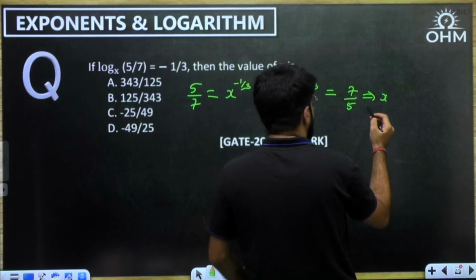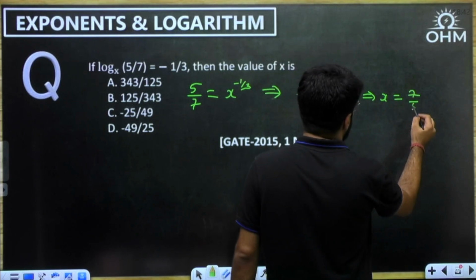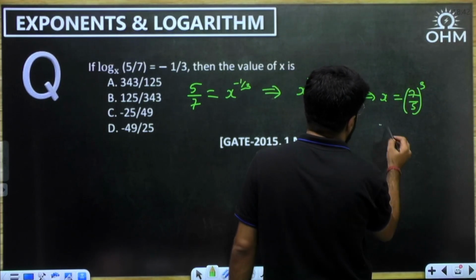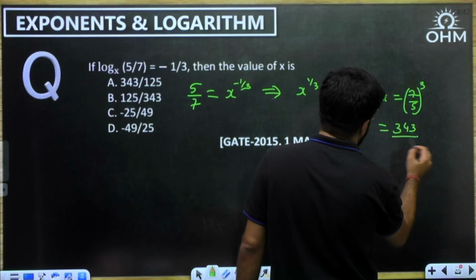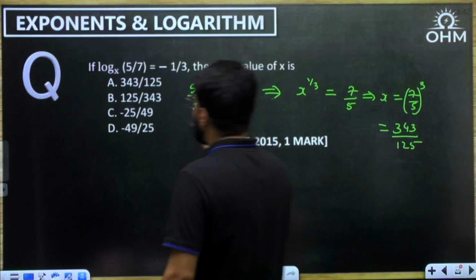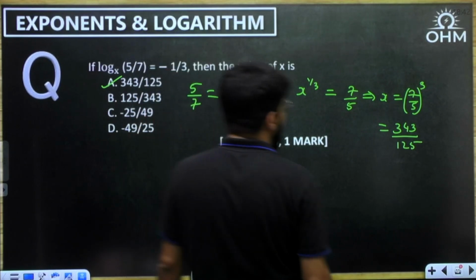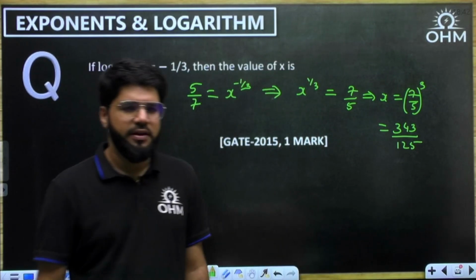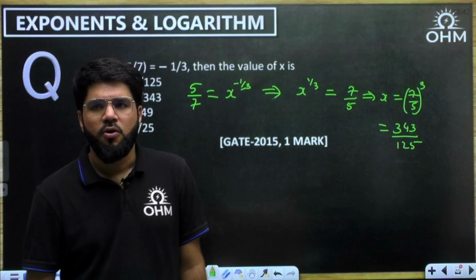Cube root of x. So what is x? Take the cube on the other side. 7 by 5 whole cube: 7 cube is 343, 5 cube is 125. So x is 343 divided by 125. Hope you have got it.